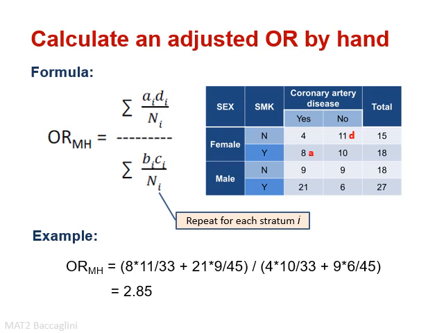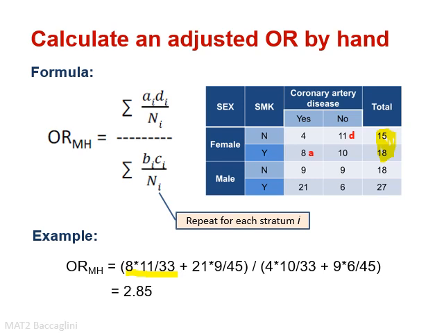So this is what we're going to do. We're going to repeat this for every stratum. So for the first stratum, we're going to do 8 by 11 divided by 33. 8 is cell A, because it's double yes, and the double no is D, which is 11. 33 is 15 plus 18. So that would be the first stratum.